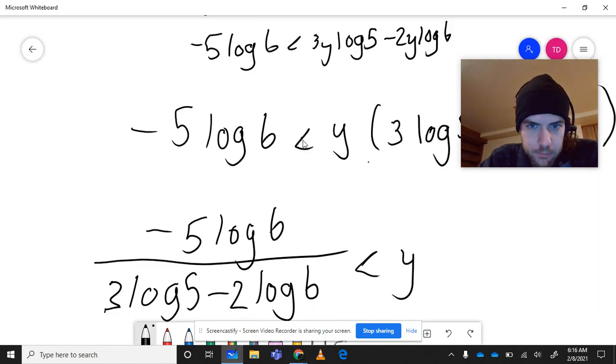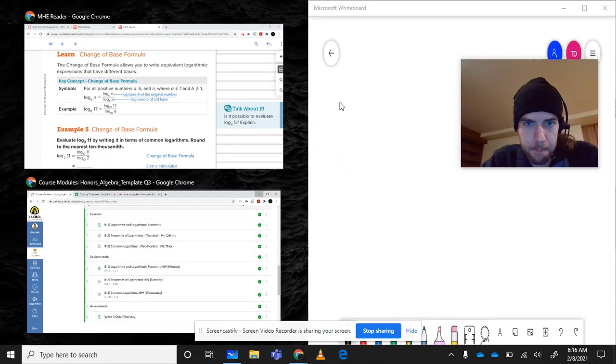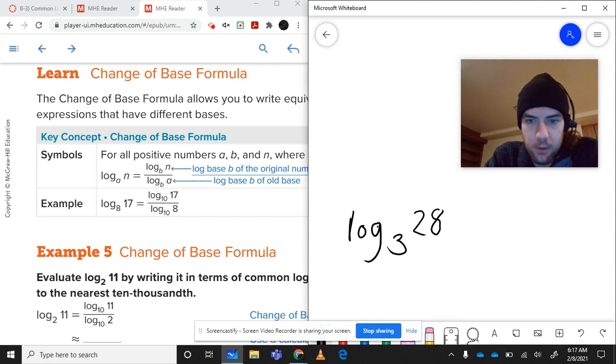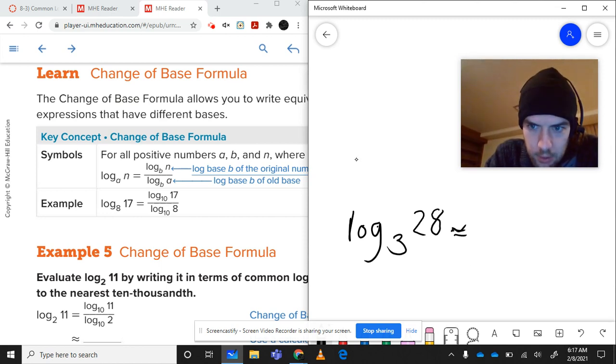So for example, let's do a different one than they're showing. Let's say we want to do log base 3 of 28. Okay, so we know that 3 to the 3rd power is 27. So our answer here should be roughly, I don't know, 3.1 or something. That's kind of our expectation. Should be a little bit bigger than 3.